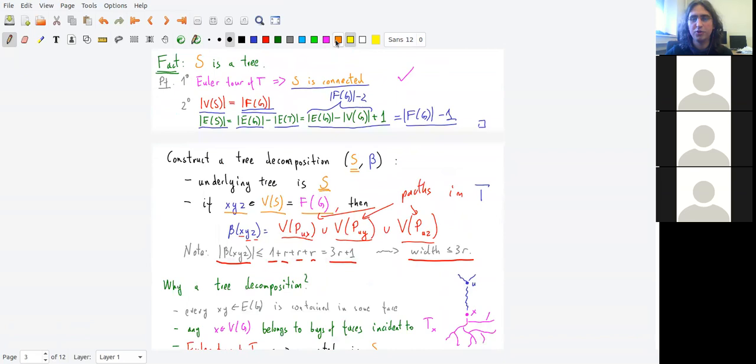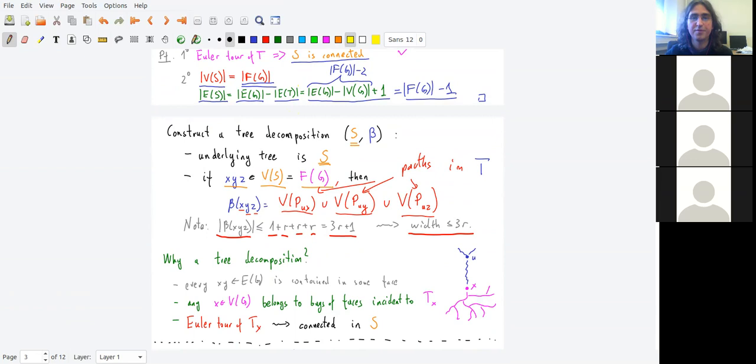Good. So the key check that we still need to do is to make sure that this is indeed a tree decomposition of the original graph G. So what were the properties of the tree decomposition? First of all, every edge must be contained in some bag of the tree decomposition. But every edge of the graph is contained in some face, actually it is neighboring two faces. And then both of the endpoints of this edge will be explicitly included in the bag associated with this face. Okay, so every edge is indeed covered.